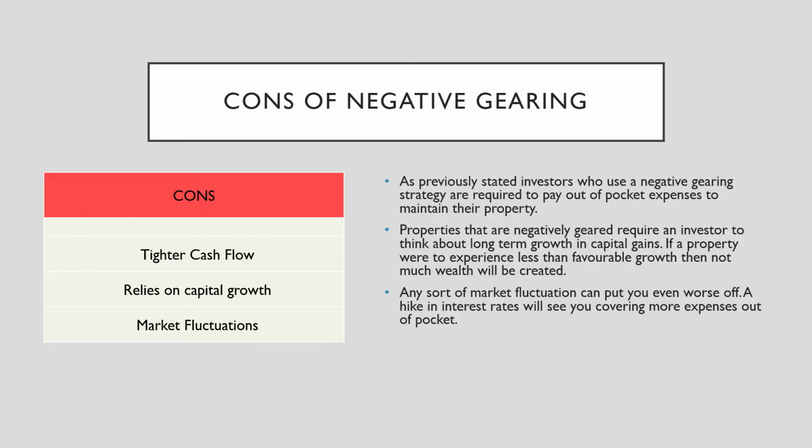So the cons of negative gearing. I've named a few already. Investors who are using a negative gearing strategy are required to pay expenses out of pocket. This can reduce your current cash flow from your earned income from your job, say, or other investments. It doesn't enable you to further your portfolio because you're paying a lot on one property. It actually doesn't allow you to use money from that asset to buy more and build your portfolio.